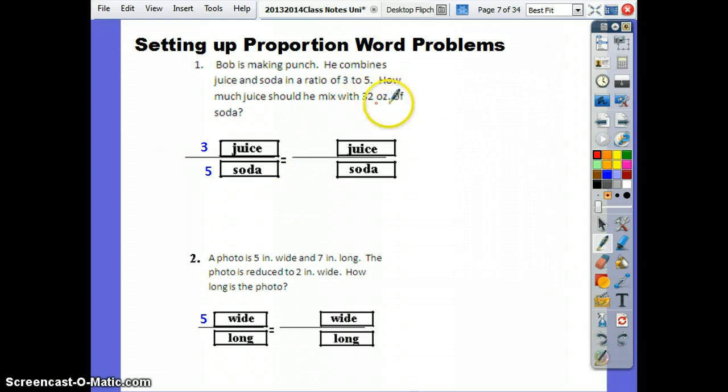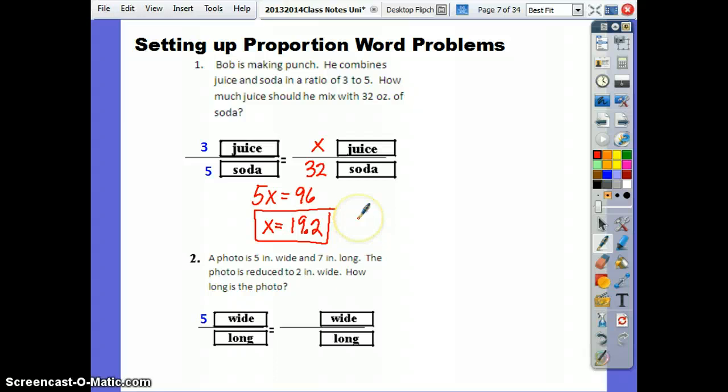Okay, so we know the soda is 32, so the 32 will go here by the soda. We don't know the juice, so that's our unknown x. Cross products, 5 times x, 5x. 3 times 32, I think that's 96. Divide both sides by 5. 96 divided by 5, 19.2. The juice is 19.2 ounces.